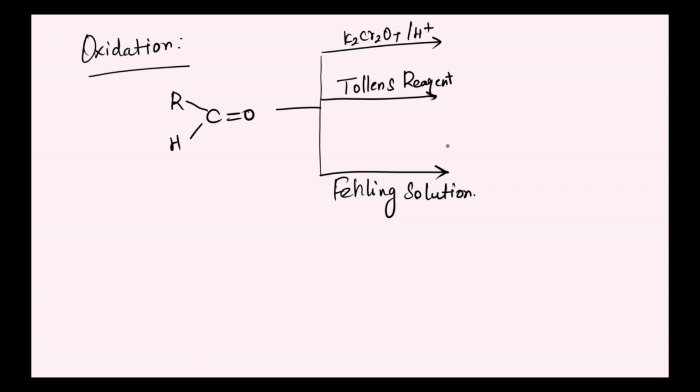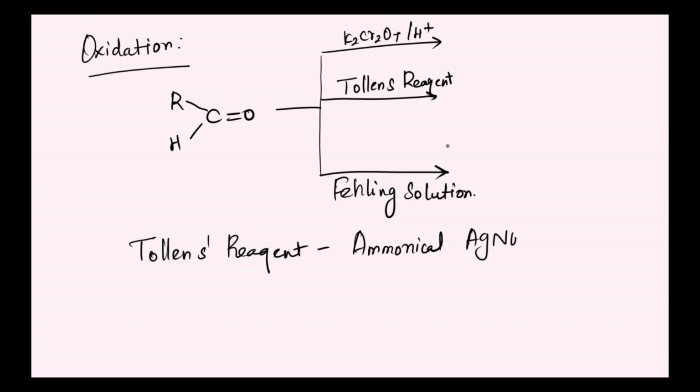If you are keen about what is Tollens reagent, Tollens reagent is ammoniacal silver nitrate. Ammoniacal silver nitrate. How it can be written? It is forming a complex like this. Please be noted, here you have to maintain a basic medium to get the silver mirror.